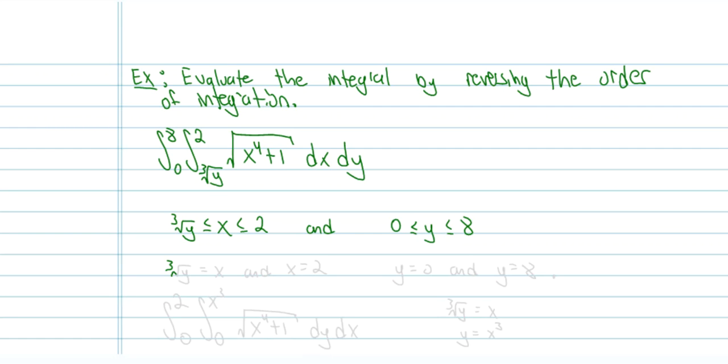Naturally this gives us 4 different equations that do the bounding for that region. The 4 equations are: the cube root of y is equal to x, and x is equal to 2. We have y is equal to 0, and we also have y is equal to 8. So these are the 4 equations that we're looking at to do the bounding. Now, my suggestion is take some time now and try to sketch that region yourself.